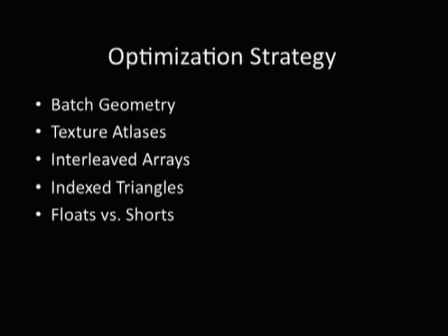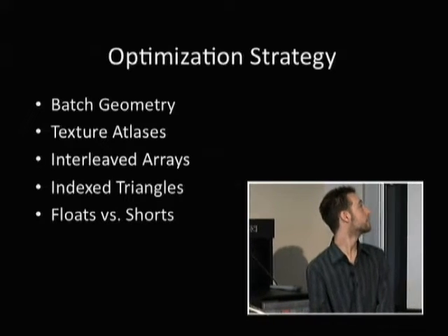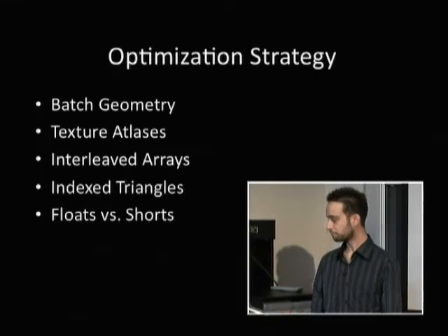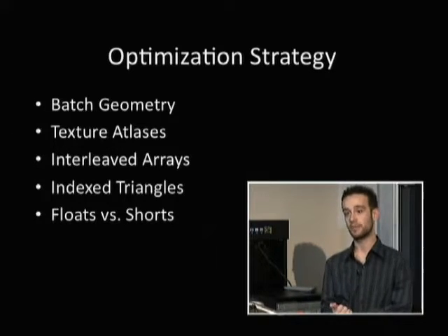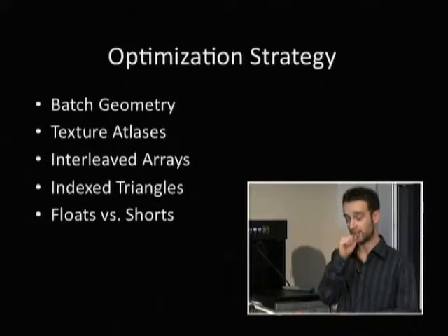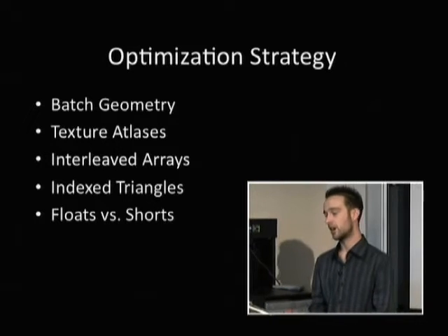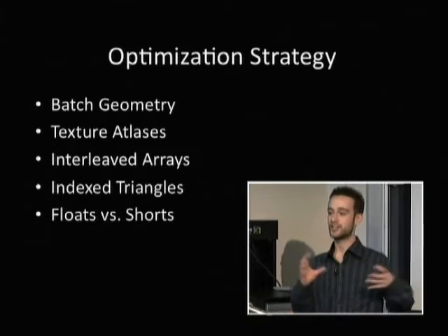So, the general optimization strategy that I wanted to talk about here for fireworks. There are really five things that can help make an iPhone OpenGL application fast. The very biggest one that you can do is to batch your geometry.